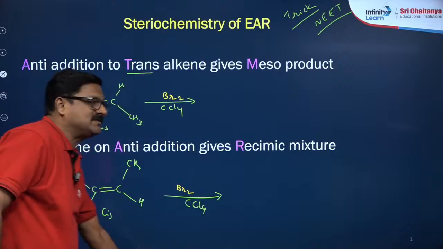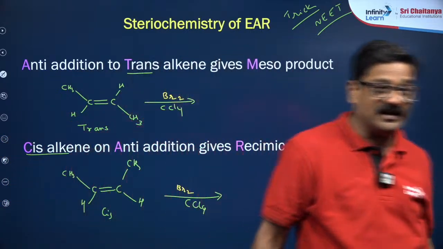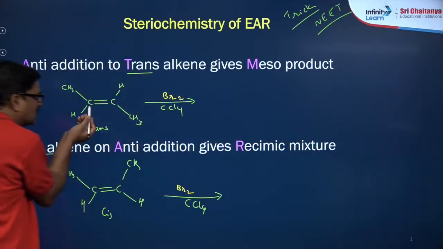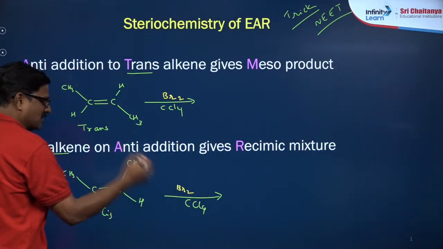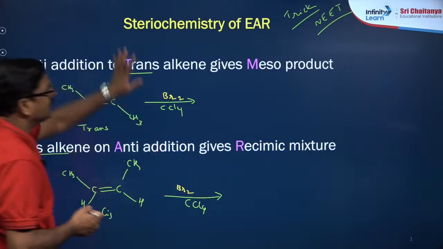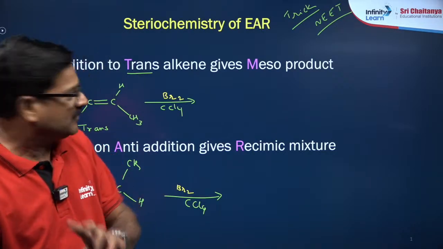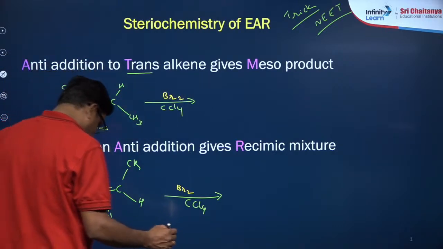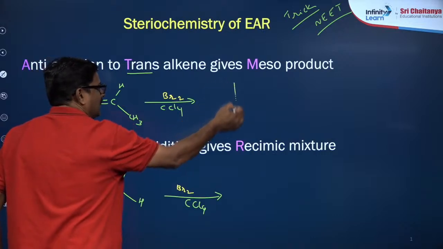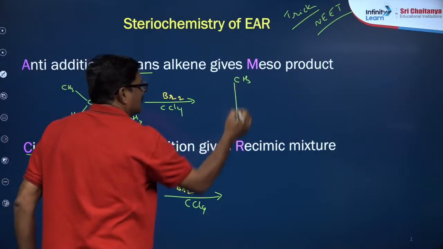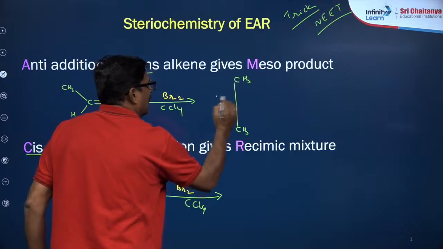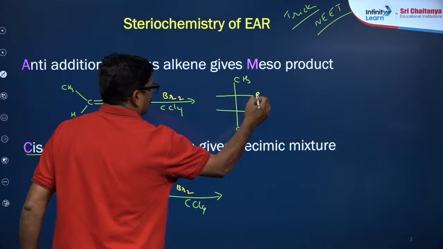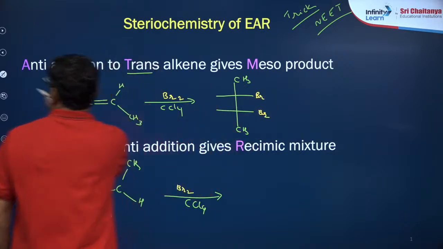We know that this reaction is anti-addition. So you don't discuss this one entering this side, that one entering that side, okay? Directly use this trick. It is going to give the meso product. What is this meso product? Meso product comes like this, CH3, CH3 and Br and Br and H.